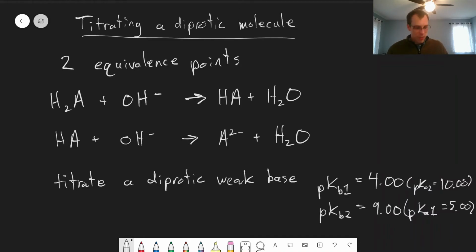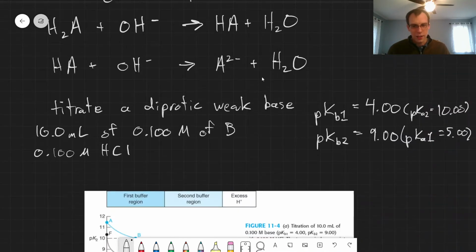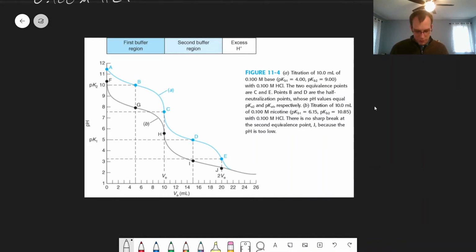Okay, so let's imagine we have a small volume, 10 milliliters of our base of a 0.1 molar solution. We'll call it B. And then we're going to titrate with, again, 0.1 molar HCl. So we'll stick with our usual concentration here. All right, so what this titration curve is going to look like, we're going to have some things going on. So let's just introduce what's going on.